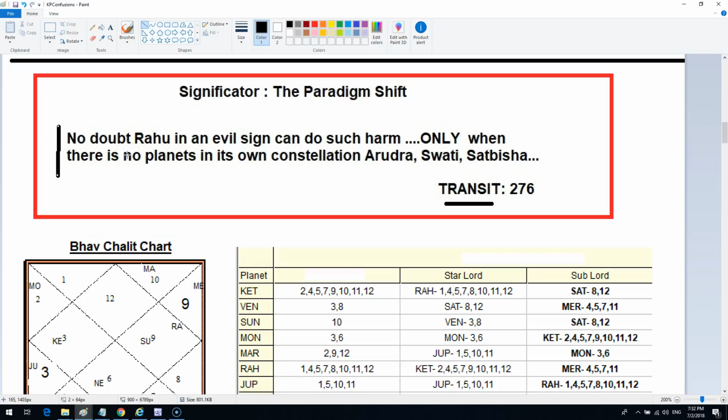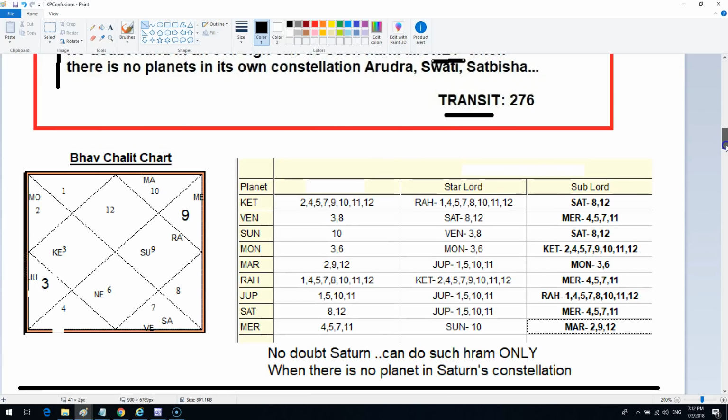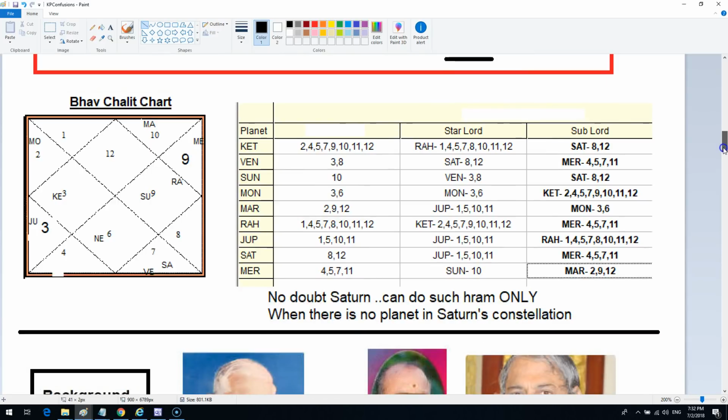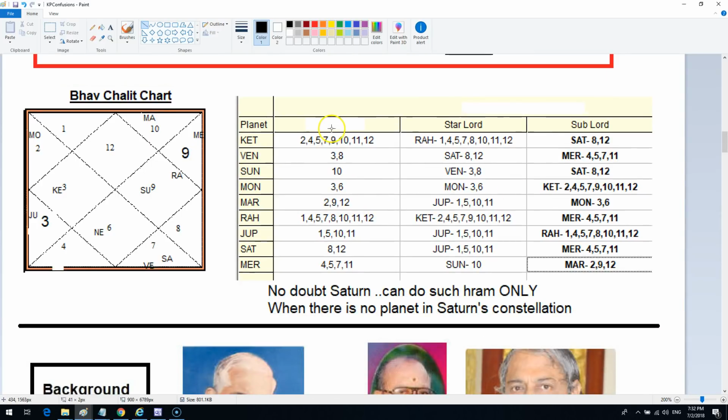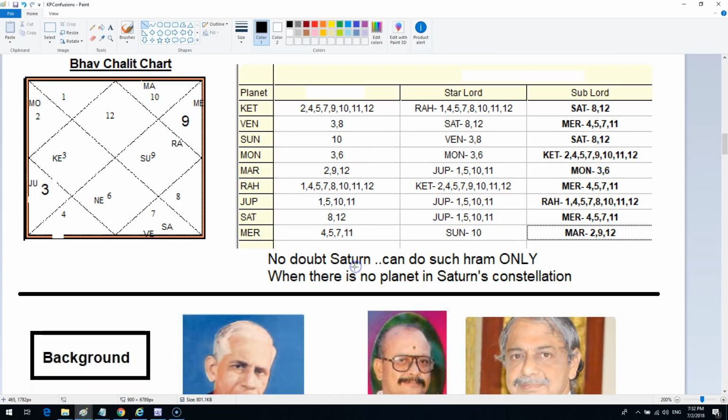It is a very dramatic shift from the usual thing where Krishnamurti says that Rahu is deposited in the star of a particular planet, and this is how it is going to affect. Here it says that Rahu is an evil sign and can do such harm only when there is no planet in its own constellation. Now, just to simplify this, what Krishnamurti is saying is, let's look at this particular chart, and instead of taking Rahu, let's take the example of Saturn and rephrase what Krishnamurti is trying to say.